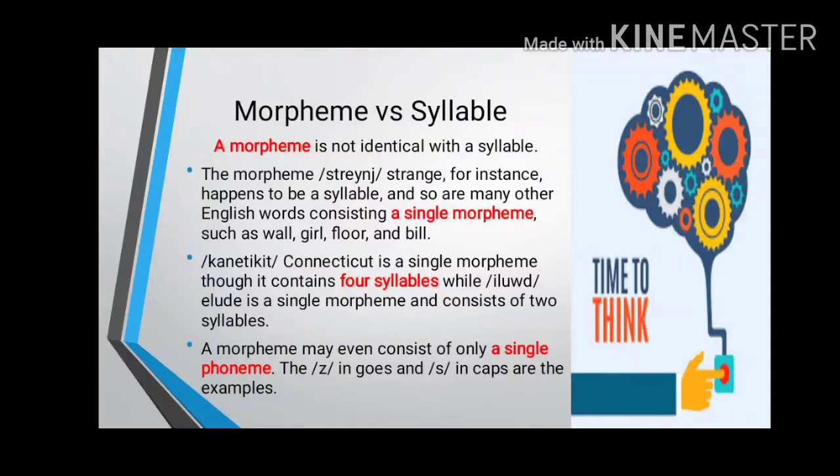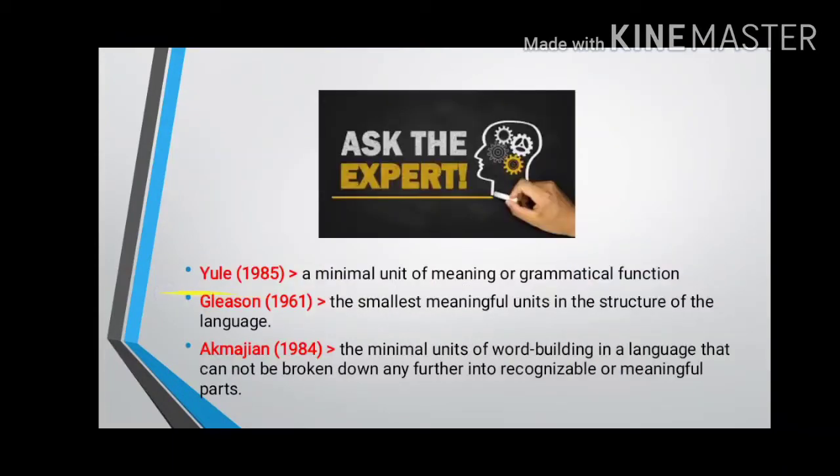On the other hand, the word Connecticut is a single morpheme though it contains four syllables, while Iliad is a single morpheme and consists of two syllables. The third one, a morpheme may even consist of only a single phoneme, like z in goose and s in caps are examples.